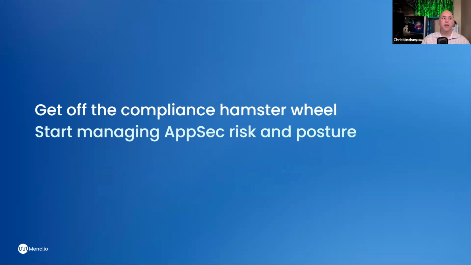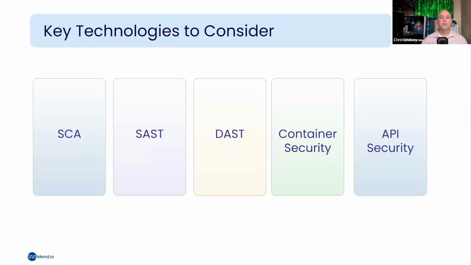So we need to start managing our application security risk. What I want to do is talk, at a high level, about a couple of the different technologies that exist that will be helpful and are key for success. Let me start off with software composition analysis, SCA. SCA is a technology that's going to tell you that your dependency has a finding, a vulnerability.